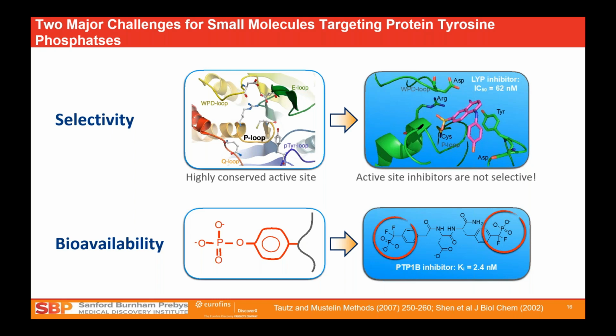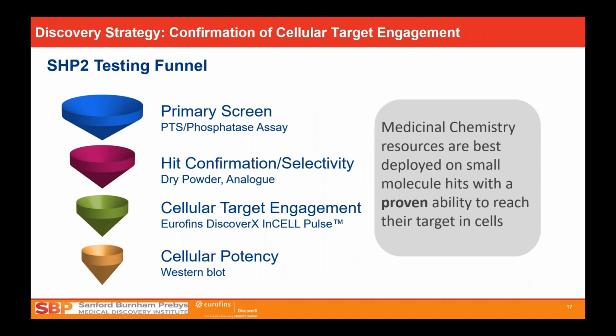The other is the bioavailability challenge. Namely, many molecules that have been advanced are phosphotyrosine mimetics. And although these can have very high potency, they suffer from the fact that they don't have drug-like properties, and so you can't advance them to become a real drug. And so these two challenges have plagued the field for a long time, and you have to recognize this when you're working on this. So here's an outline of our strategy and our program.